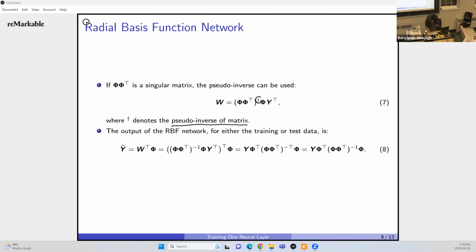Pseudo inverse, you can Google it. There are some formulas for that, but basically the pseudo inverse is this. I haven't memorized it, so just give me a moment. It's called the Moore-Penrose inverse.